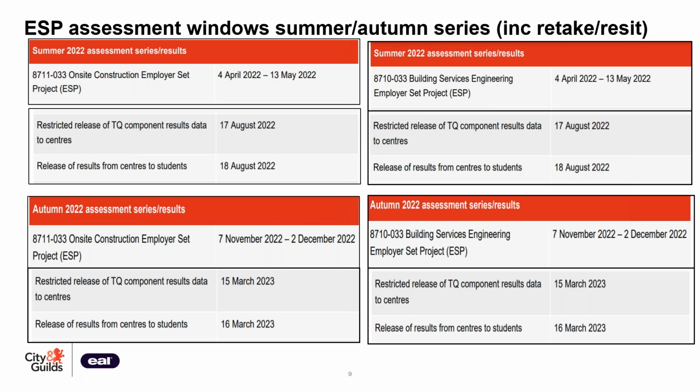You will get the results of those on the 17th of August, and you will not be able to release those to learners until the 18th of August, in line with A-level results day. If you look at the bottom half, you can also see that you've got your autumn 2022 assessment date, 7th of November to the 2nd of December. Again, those results will be released to your centres on the 15th of March, and you are not allowed to release them to learners until the day after, the 16th of March.